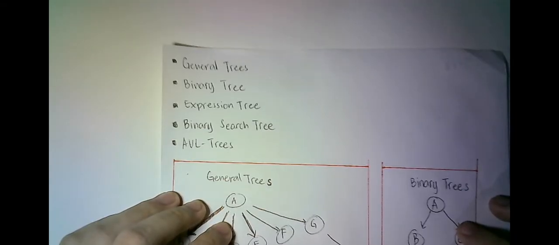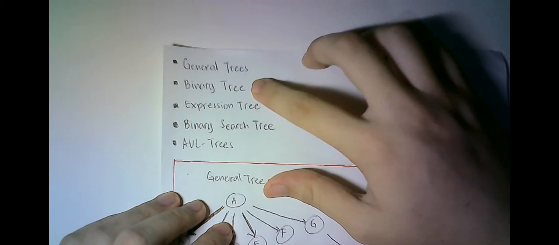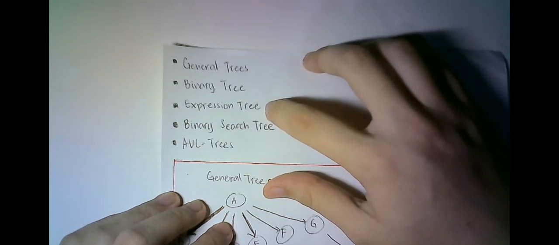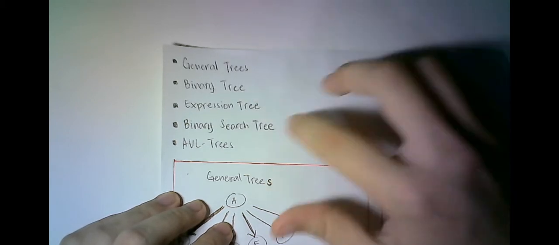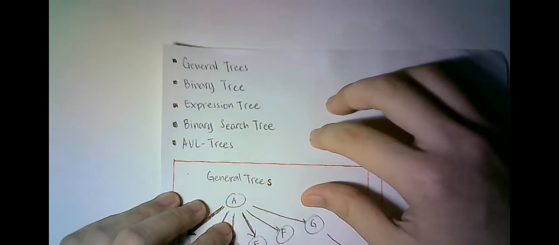Since there are many types of trees, I will just show you the most important or most commonly used types of trees. There are at least 5 types of trees. First is the general tree. Second is the binary tree. The third is the expression tree. Fourth is the binary search tree. And fifth is the AVL tree.